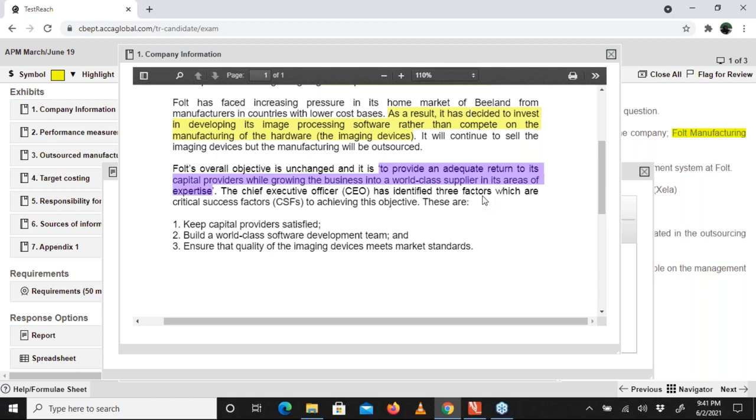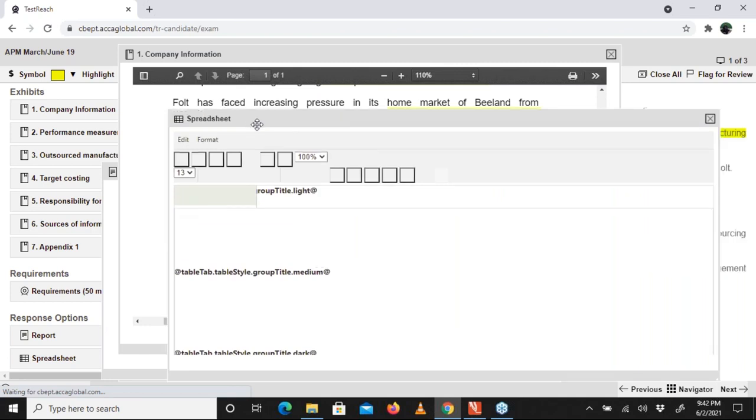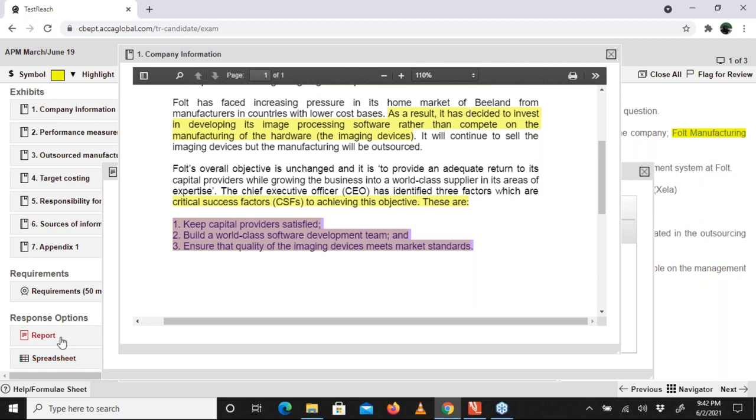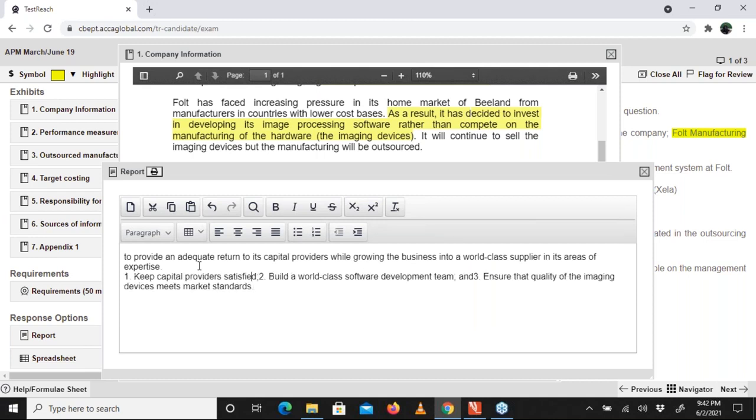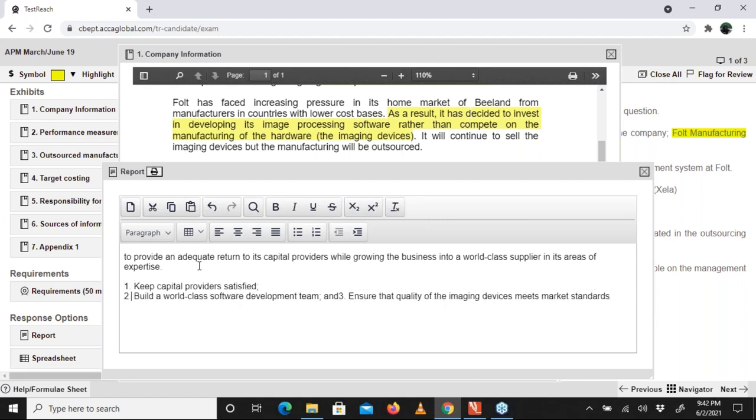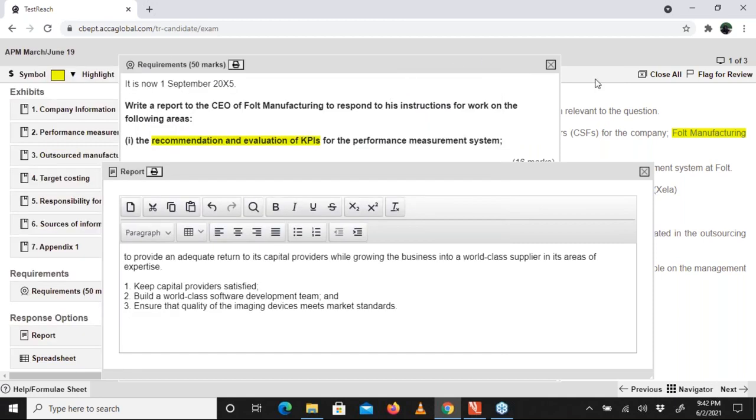Now see, the chief executive has identified three factors which are critical success factors to achieving this objective. So these are the critical success factors that have been identified with respect to Fault. And what are they? They include: keep capital providers satisfied, build a world-class software development team, and ensure that the quality of the imaging meets market standards. So we have actually discussed the basics about the company information.